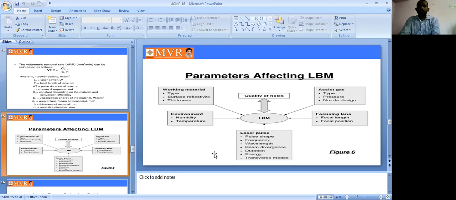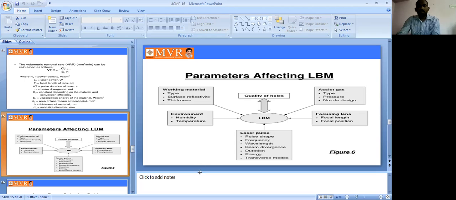So that is one of the very important ones, surface reflexivity. Next one is thickness. Thickness of the material is also very important. Some LBM processes can machine low thickness metal, but large thickness metal cannot be machined. So that's why thickness is also very important. It is a working material effect.